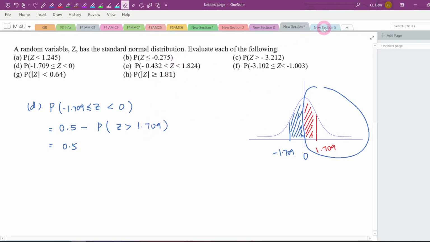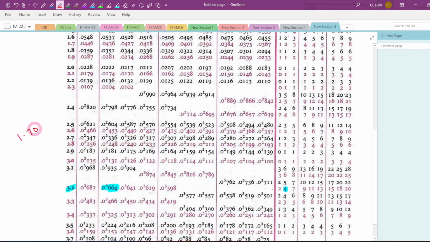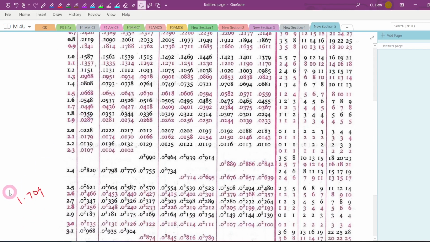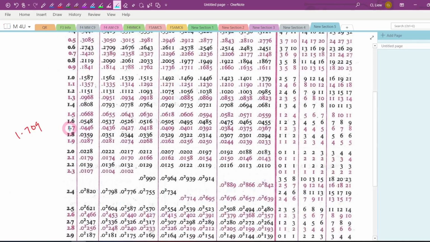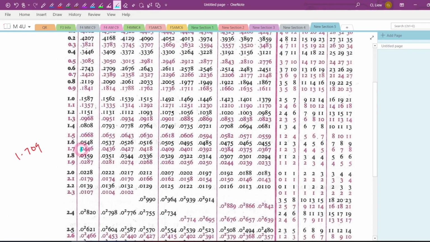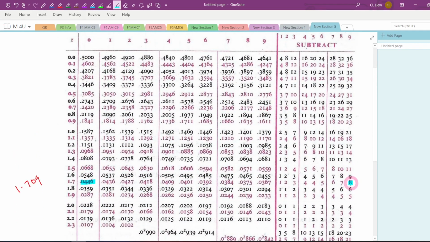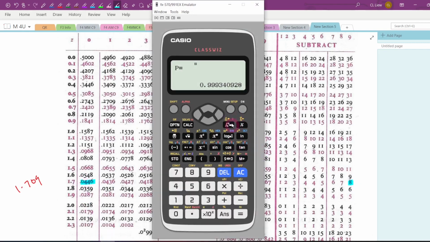1.709. Remember this number? 1.709. One point seven zero, 1.70 is over here, and 9 is here, right? Okay, as I told before, when you have a 0 in front of the non-zero digit, you need to be more careful here. We just key in 446, 446 minus 8.